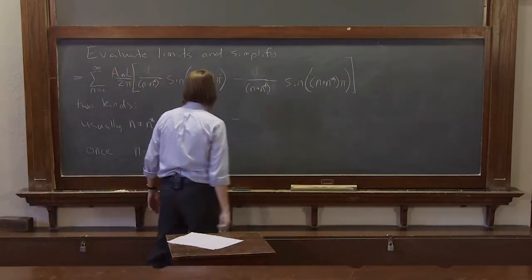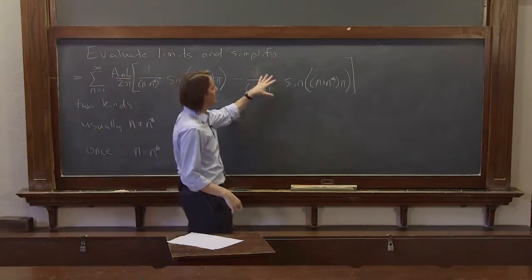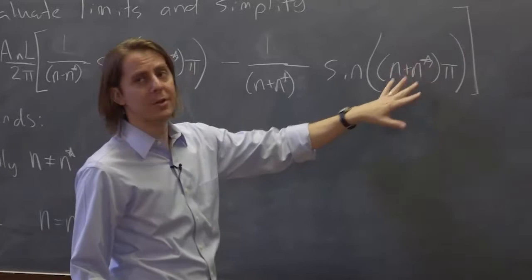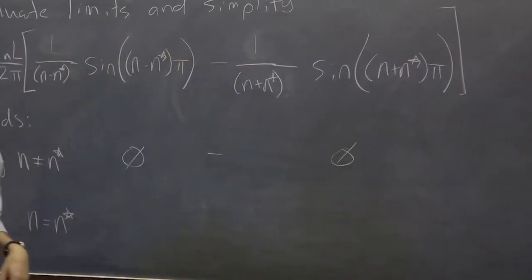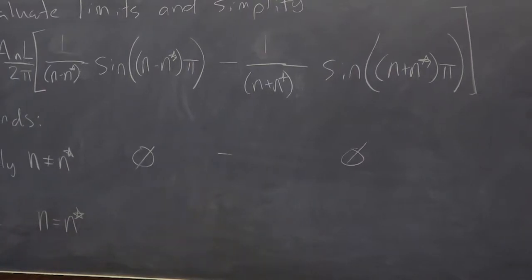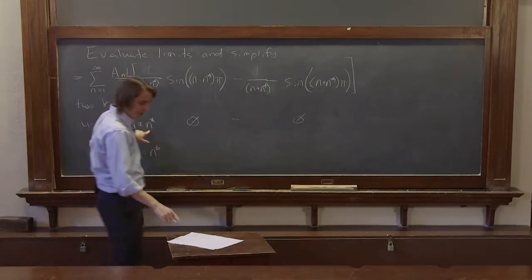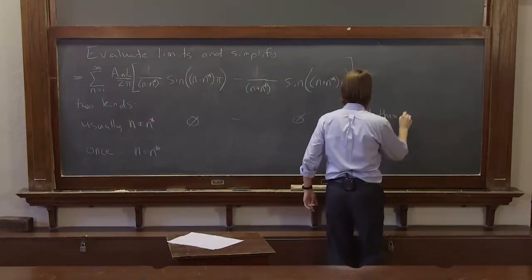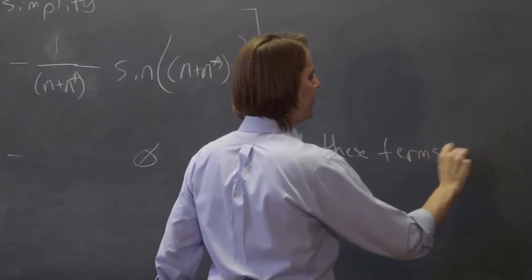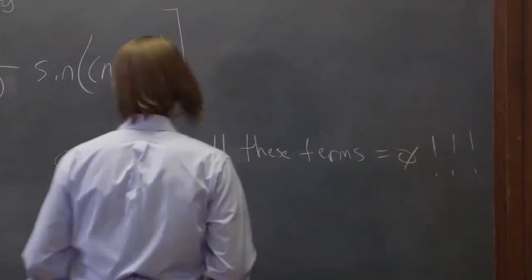Minus, n does not equal n star. Well, 1 over the sum of two integers, that's just some integer, and that's the sine of, again, an integer times pi. Sine of an integer times pi is 0. So this is the exciting part. We have eliminated an infinite number of terms. We've eliminated all terms. All these terms equal 0. That's a big deal. It's as excited as I can get.